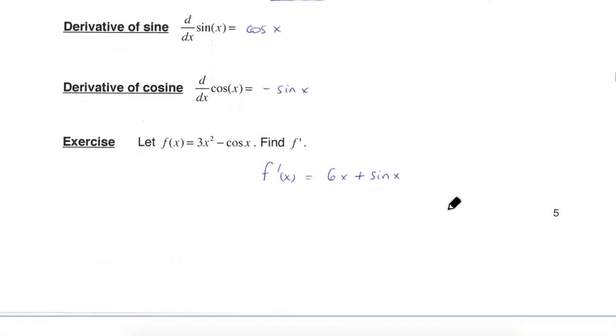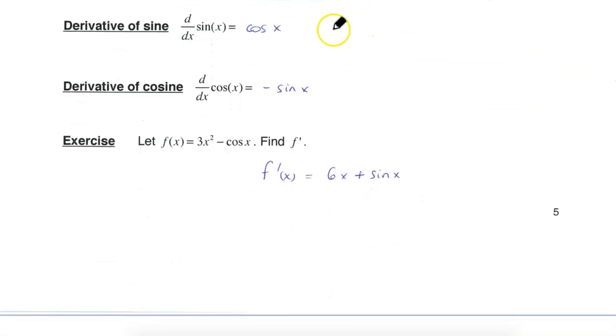Okay, so here are 2 derivatives that we're going to have to know by heart. The derivative of sine is cosine, and the derivative of cosine is negative sine. This is interesting because they kind of reflect on each other. If we take the derivative of negative sine, it's going to be negative cosine, and if we take the derivative of negative cosine, it'll go back to sine.